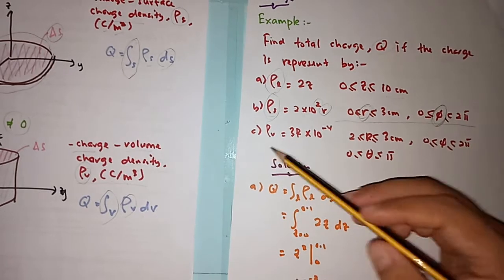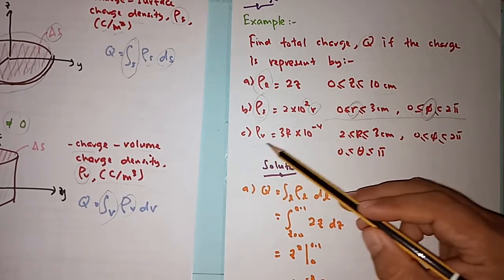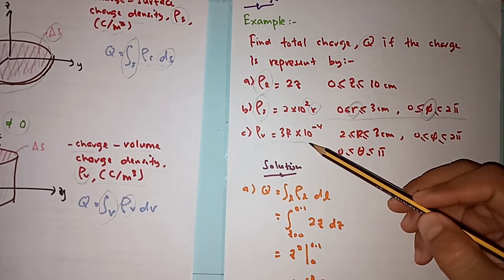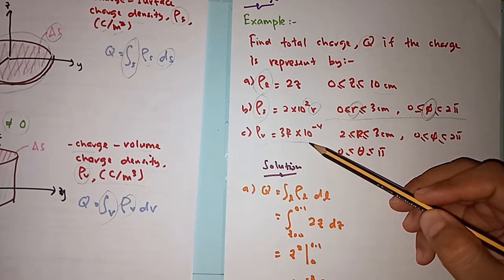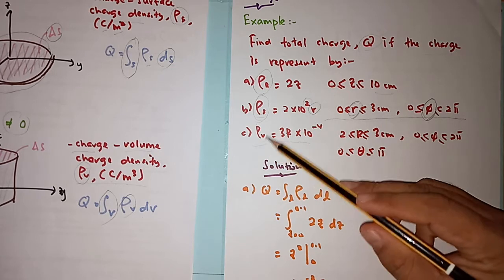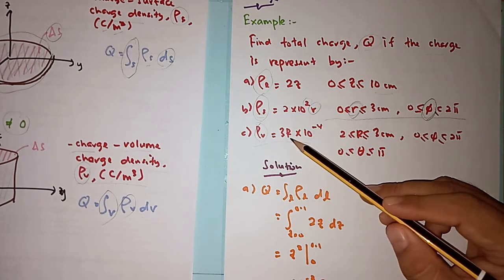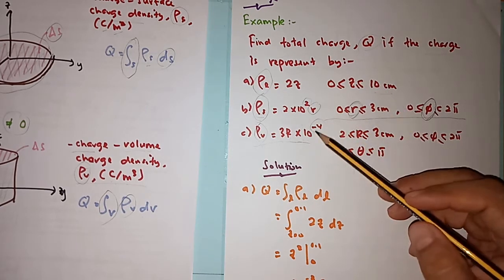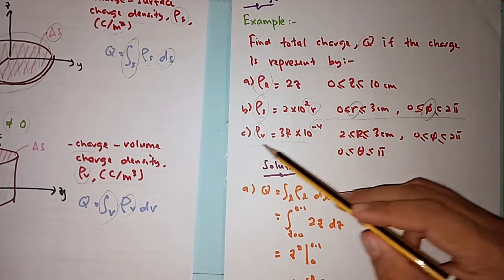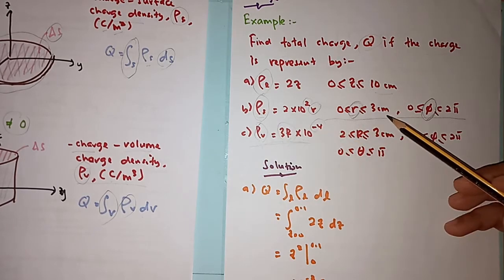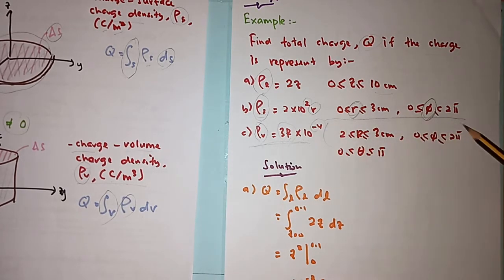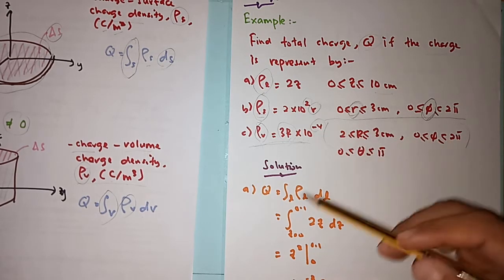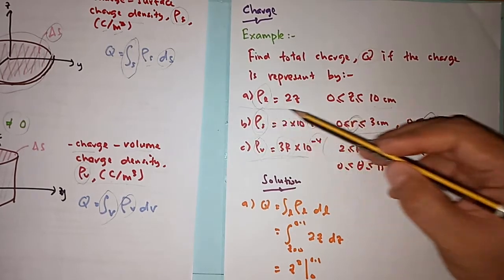The last one, in this particular case, the charge is represented by its volume charge density, and rho v is equal to 3r multiplied by 10 power of minus 4. We know that this charge is in a spherical shape, and this is the limit for the spherical shape. Alright, so first let's solve the first equation.